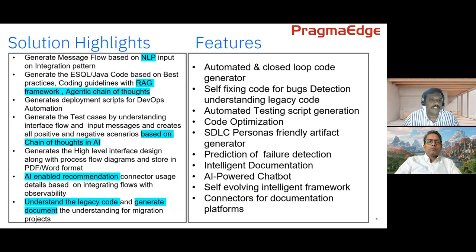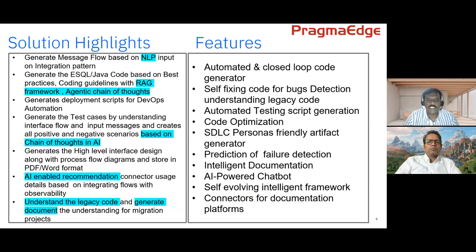Now, coming to solution highlights, as we discussed, message flow generation using NLP, ESQL and Java code based on best practices and industry coding guidelines. These are inputs, and using an agentic chain of thought, it will generate a message flow along with the ESQL. Next, deployment scripts will be generated, which will be used for the next automation. That is a key input to the CI/CD team.